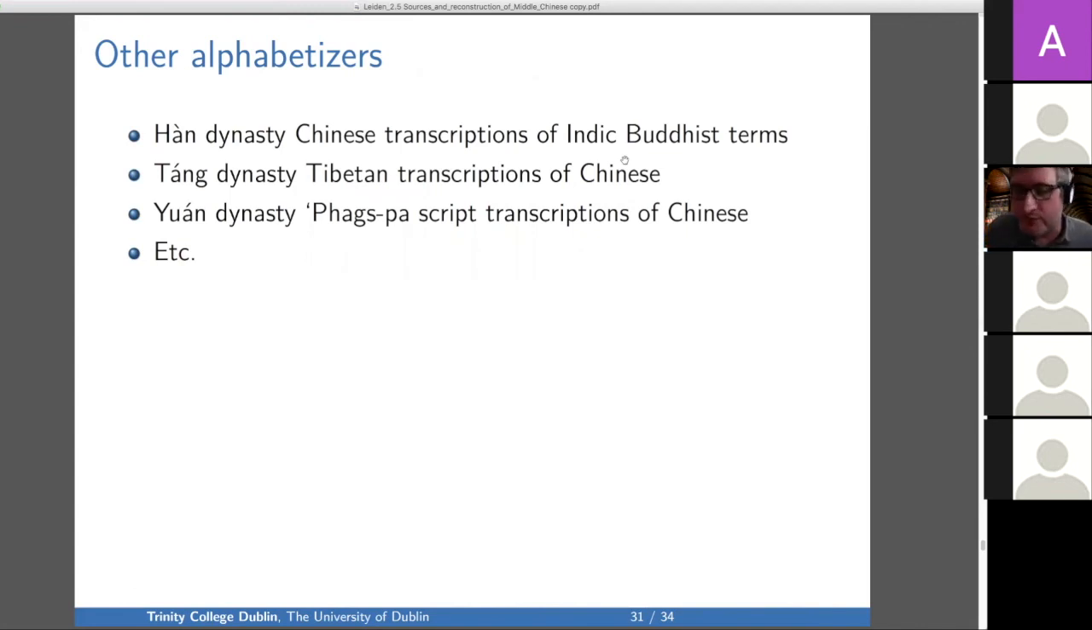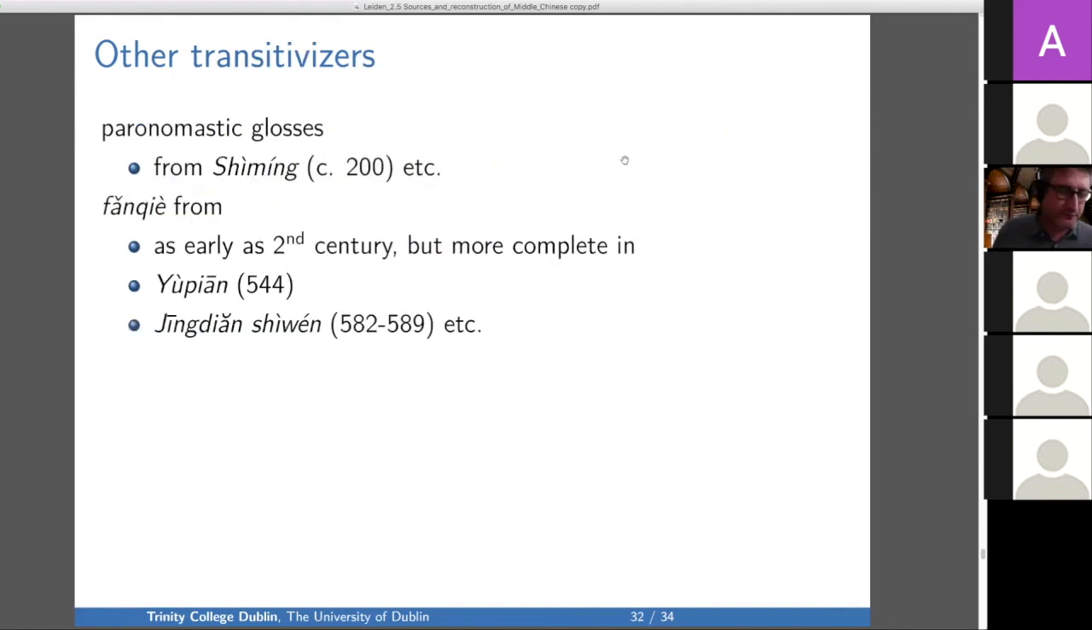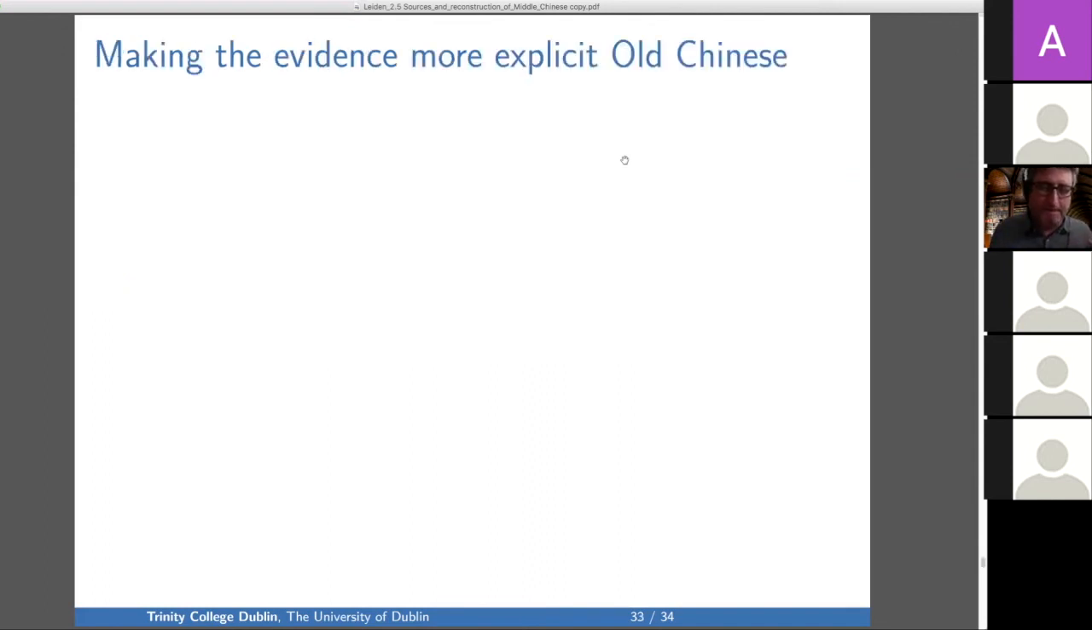Okay. So then I just want to point out that there are other primary sources we could look to for these two actions. For instance, Han Dynasty Chinese transcriptions of Indic Buddhist terms could be used as alphabetizers, or Tang Dynasty Tibetan transcription, Tibetan alphabet representations of Chinese words, Phags-pa script in the Yuan Dynasty. These are all things that can be used as alphabetizers. And then there are other transitivizers like paronomastic glosses from the Shiming and fanqie from other books, from the Yupian, from the Jingdian Shiwen.